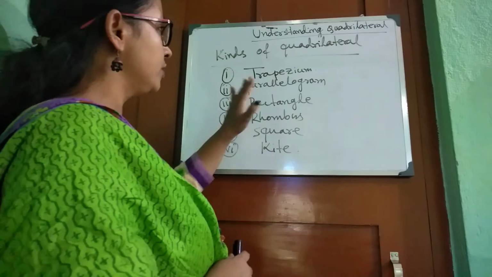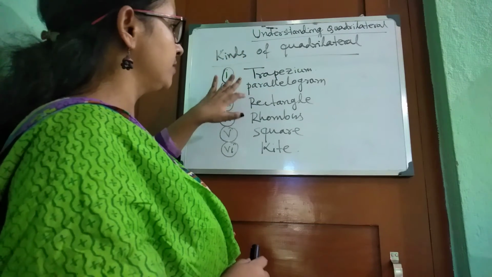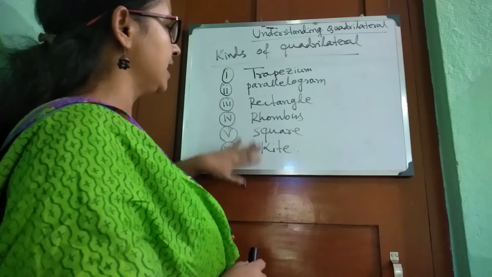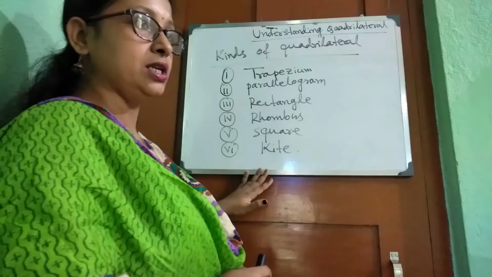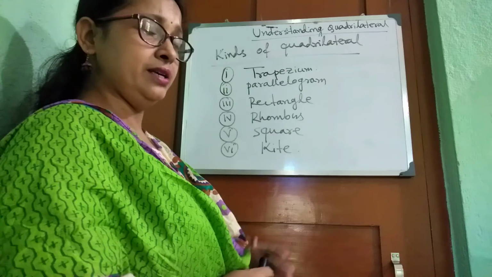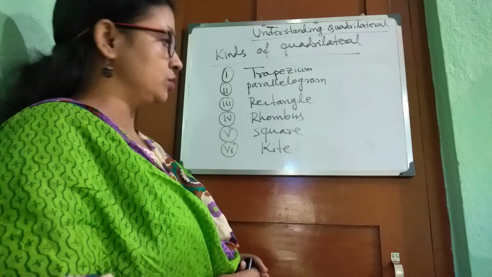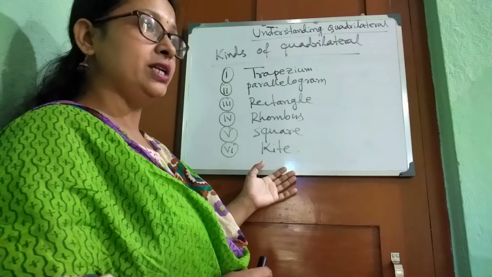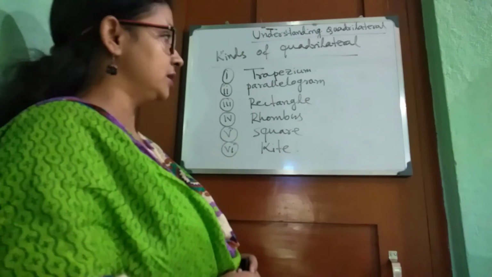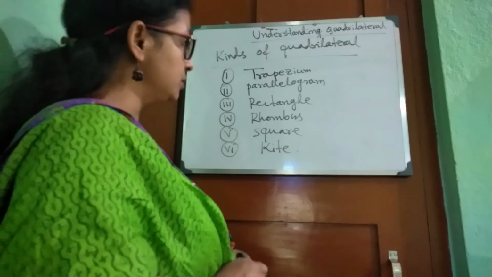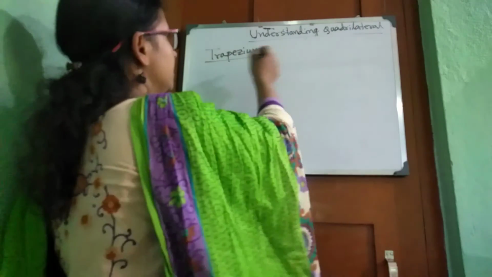Okay, so now first I will explain about trapezium. The trapezium, parallelogram, rectangle, rhombus, square and kite are different kinds of quadrilateral, and these are all convex quadrilaterals. I have already explained about convex polygon and concave polygon. A quadrilateral is also one kind of polygon, so the rule is the same. These are all convex quadrilaterals. Now I will explain about trapezium.